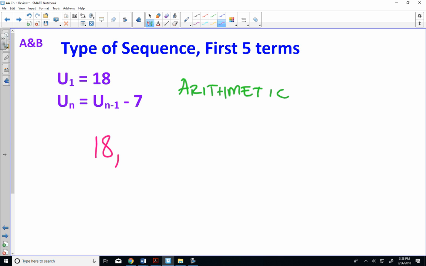And if you take 18 minus 7, you get 11. And then 11 minus 7 is 4, and 4 minus 7 is -3, and -3 minus 7 is -10. And there you have the first 5 terms.